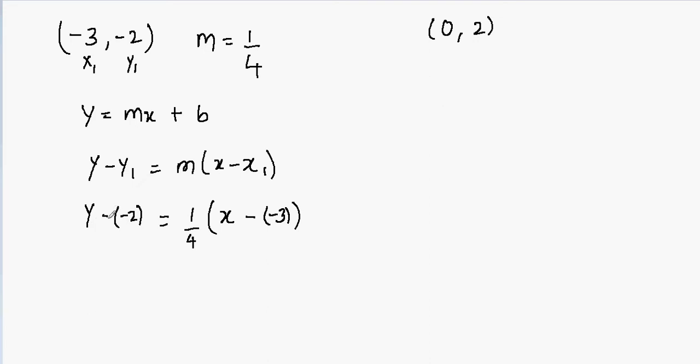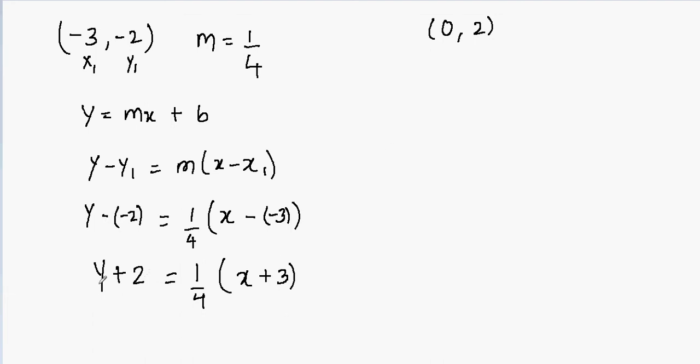Whenever you have a negative sign outside the parentheses, you can just write that as -1. So this is -1 times -2, which will give me +2, is equal to 1 over 4 times x. Now, again, this can be assumed as -1, and -1 times -3 will be +3.